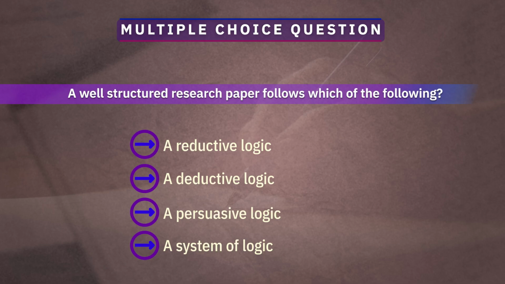And yes, you guessed correctly. The answer is B, a deductive logic. A well-structured research paper follows a deductive logic. That is, certain deductions are made. Broadly speaking, the problem is stated and certain deductions are made on the basis of argumentation and evidence. So the answer is B, a deductive logic.